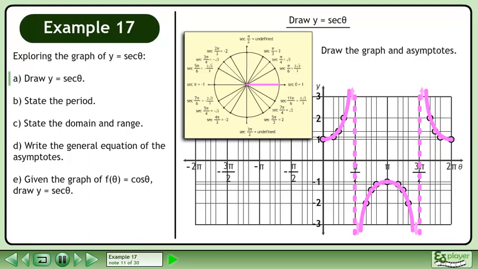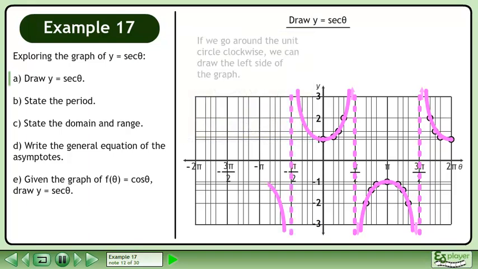Draw the graph and asymptotes. If we go around the unit circle clockwise, we can draw the left side of the graph.